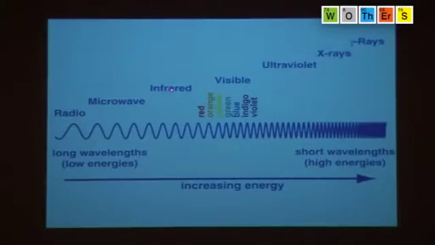So here is infrared. It's about here, and this is increasing energy. We've got all sorts of energy here: from radio waves, microwaves, infrared, visible, X-rays, really bad, gamma rays, bad.